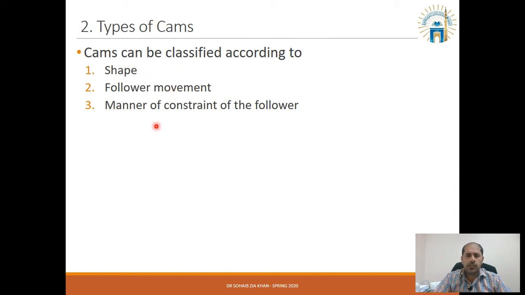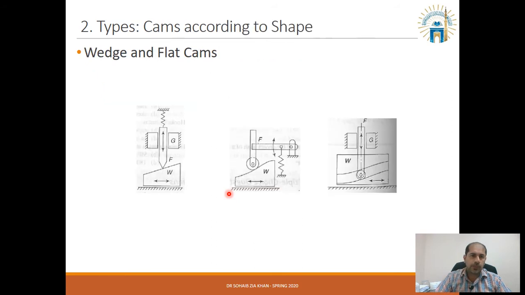because as we said that we are not very much interested in the frame itself, so we are more concerned with the shape and follower. And during our discussion you will see that the manner of constraint can also be seen in our discussion. Okay, so the first type is wedge and flat cams.